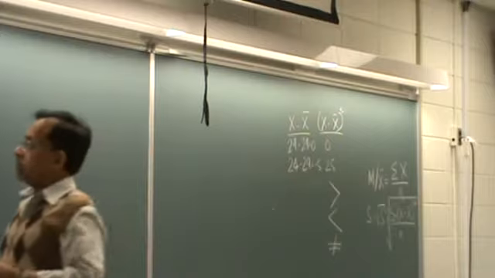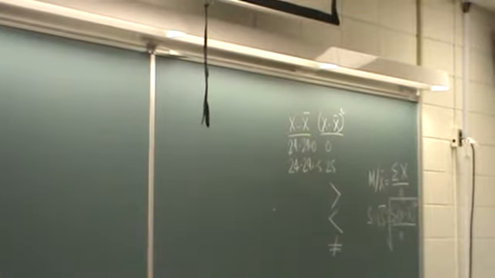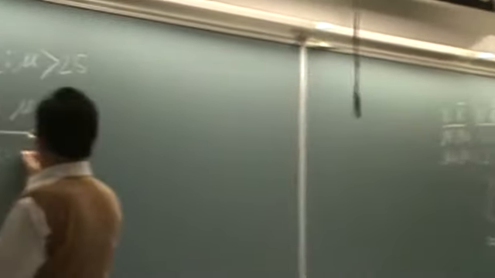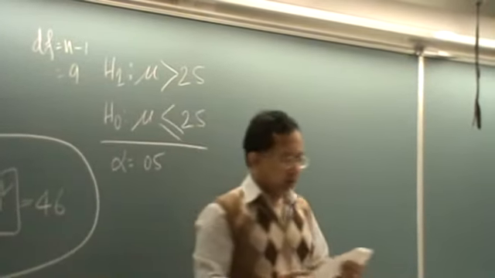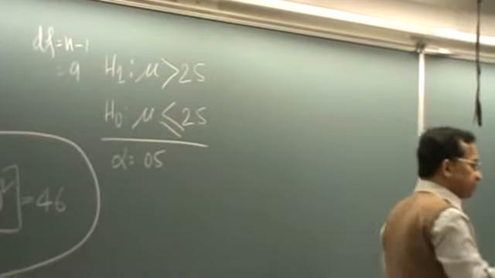And what else is there? Our alpha is given. Alpha equals 0.05. Degrees of freedom is 9. So we need to find out the T critical.